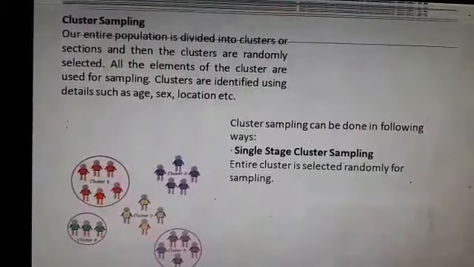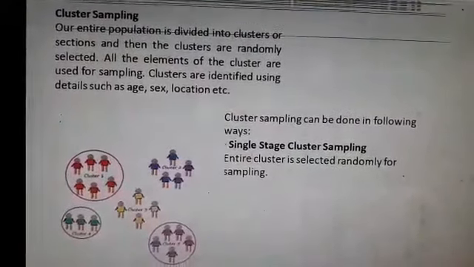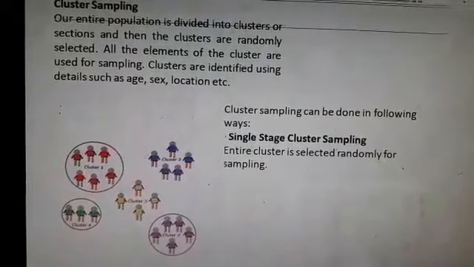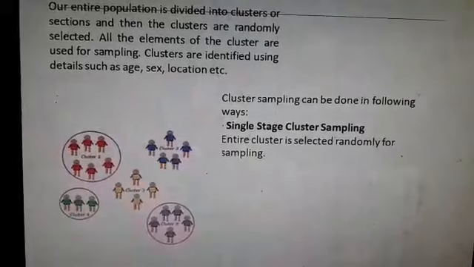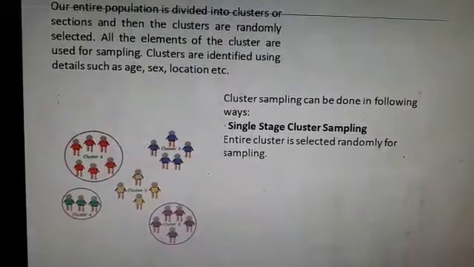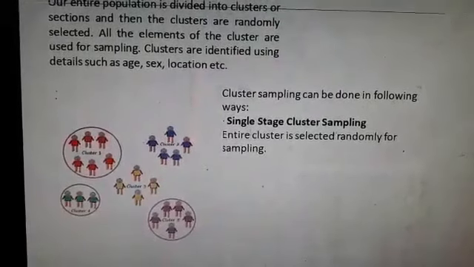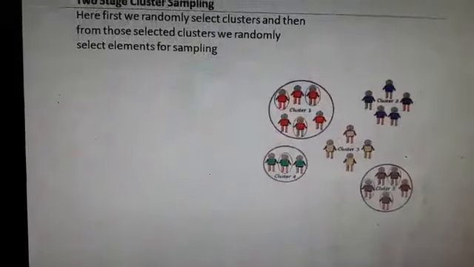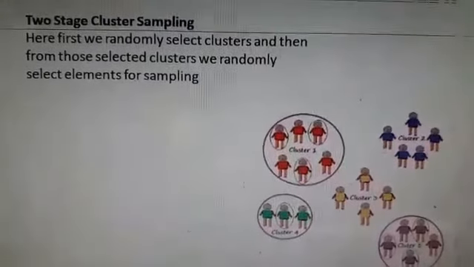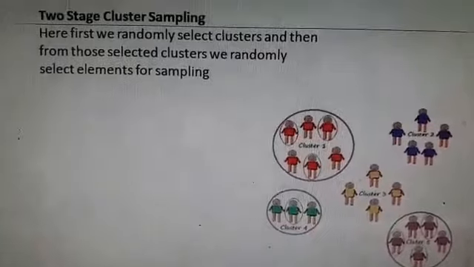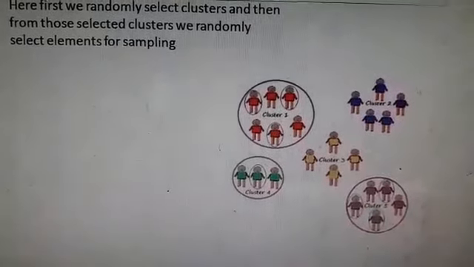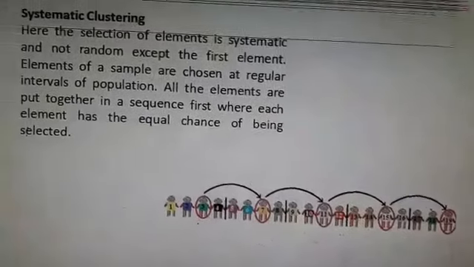In cluster sampling, the entire population is divided into clusters or sections, then the clusters are randomly selected and the elements of the cluster are used for the sampling. It can be further subdivided, like single-stage cluster sampling, where the entire cluster is selected randomly for the sampling. And we have two-stage sampling. Here first we randomly select clusters, then from those selected clusters we randomly select elements for sampling.